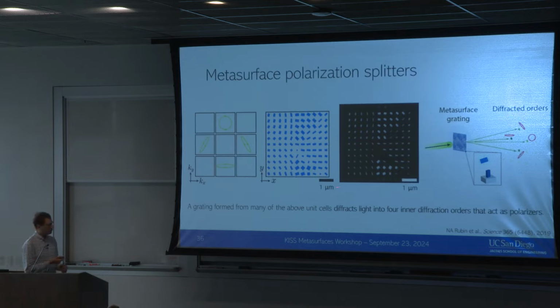Something I want to talk about first is a project that I'm engaged with Lisa, who's in the first row here, which is the concept of what we call metasurface polarization splitters. With metasurfaces, we're able to make a very new type of diffraction grating that has diffracted orders that can serve as polarizers for an arbitrary set of polarization states.